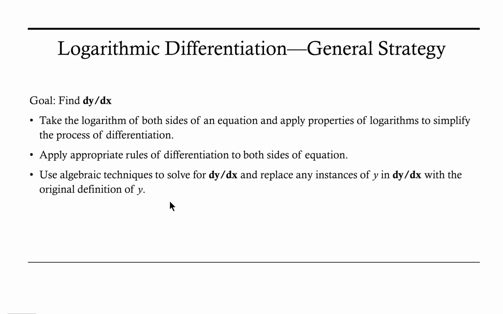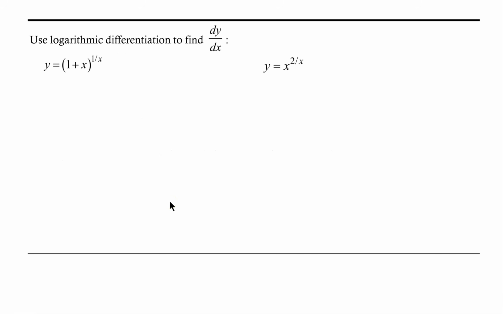So let's go ahead and see how this works. We're going to see how logarithmic differentiation will work on a couple of examples. What I want you to notice at first is that with these examples, we have a base that involves the variable, and we have an exponent that involves the variable. And in cases like this, we don't yet have a rule that will allow us to deal with the variable being in both the base and in the exponent.